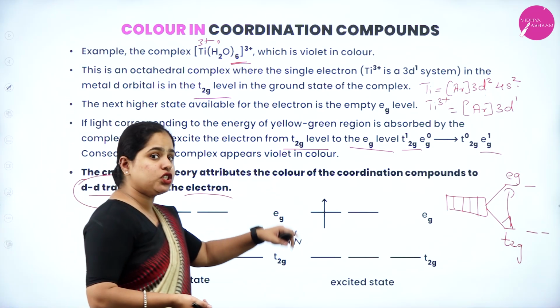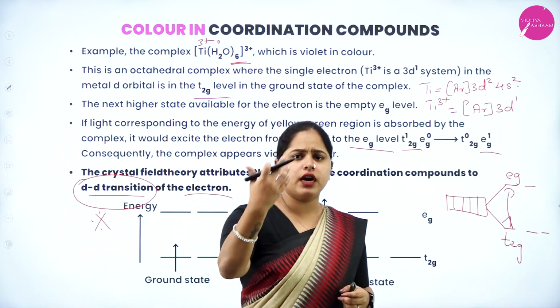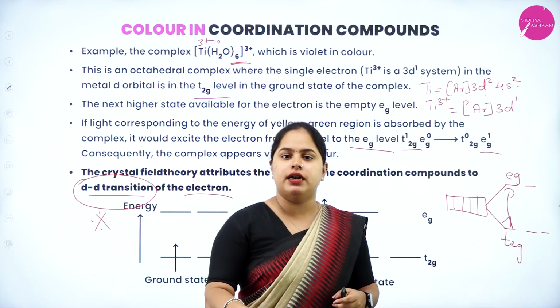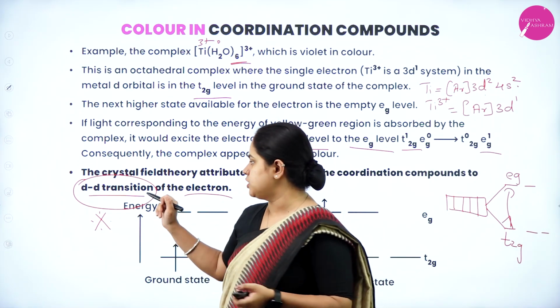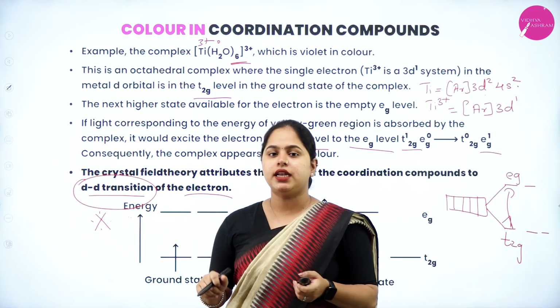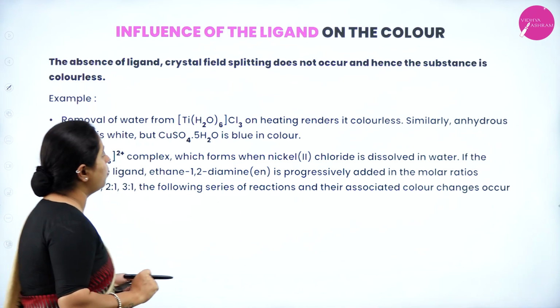Based on which color is absorbed, the complementary color will be shown by the coordination compound. So I hope it is clear. This point is very, very important: because of the d-d transition, the color is shown by coordination compounds, right?